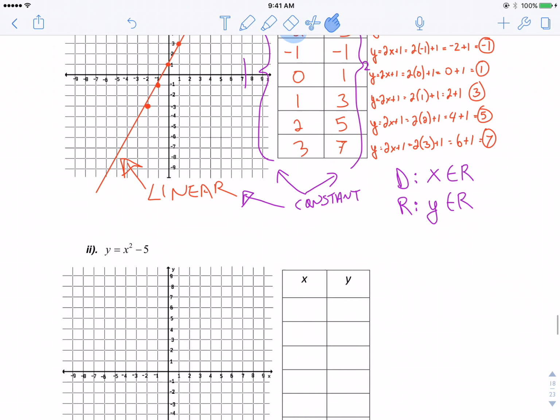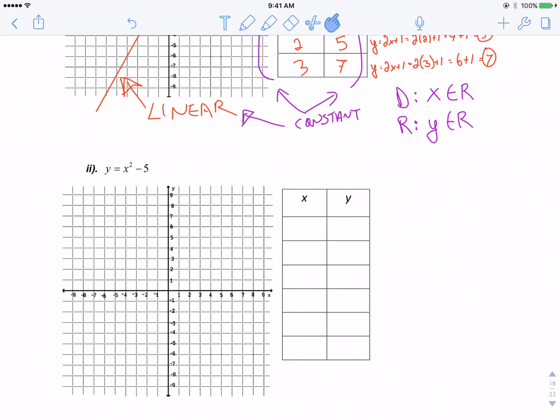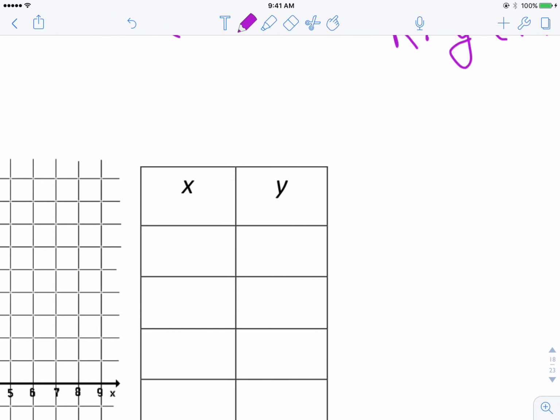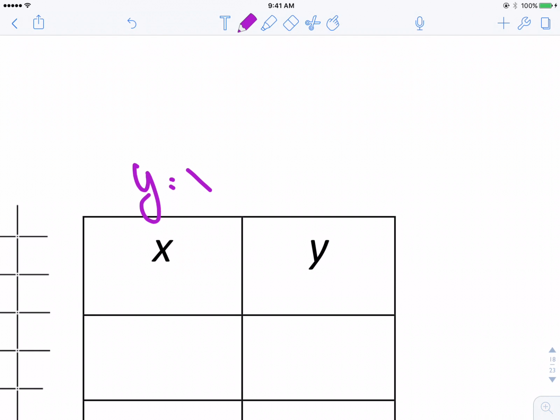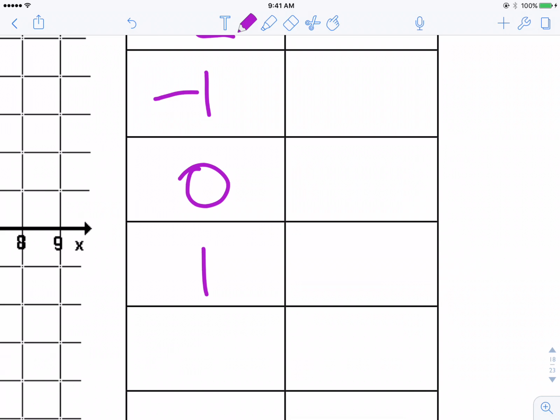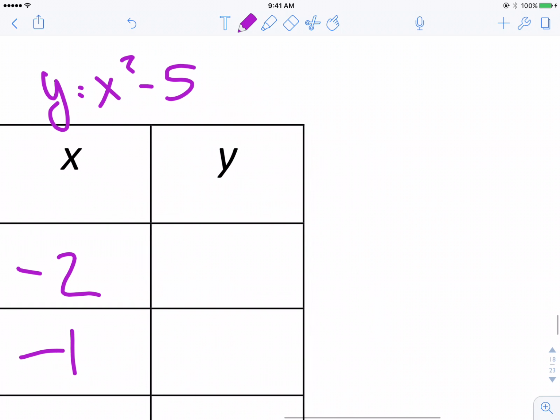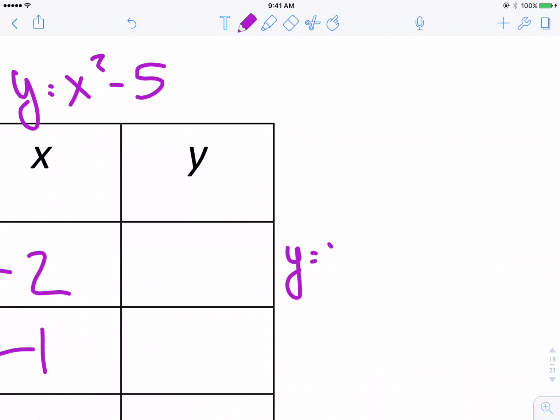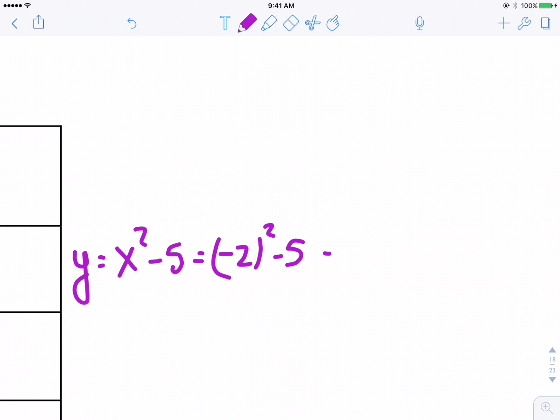Now let's quickly do part 2 for example 2. So here we have the equation y is equal to x squared minus 5. And again, you'd go through this whole entire process. Choose some points. Let's say -2, -1, 0, 1, and 2. Substitute into your equation. Y is equal to x squared minus 5, which is equal to -2 squared minus 5. Be careful when you calculate -2 squared on your calculator. It is actually 4. Whoops, not minus 4, it's minus 5.